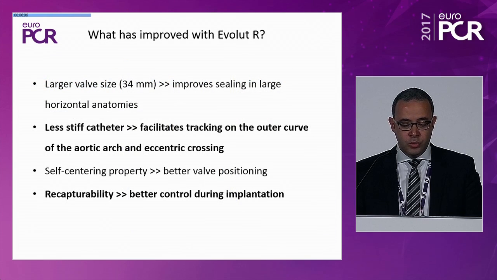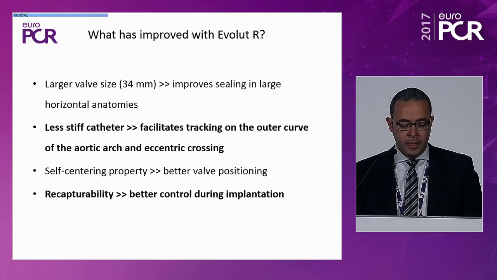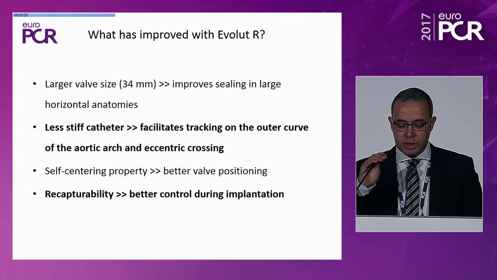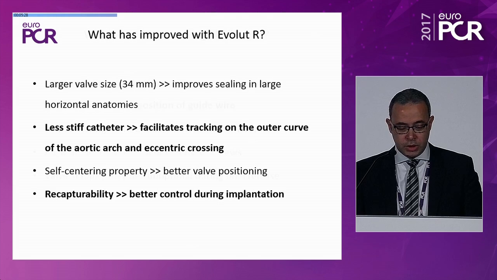So there are no data about Evolut R, but definitely there are some advantages of this prosthesis. First of all, we have, of course, the larger size, which improves sealing in large horizontal anatomies. I think one of the advantages is the less stiff catheter, at least in one plane, which facilitates tracking on the outer curve of the aortic arch and eccentric crossing of the valve, which is very important, and I'll show you a couple of examples. The self-centering property helps positioning the valve, and very important, in my opinion, the recapturability, because it gives you real control during implantation because of the angulation.